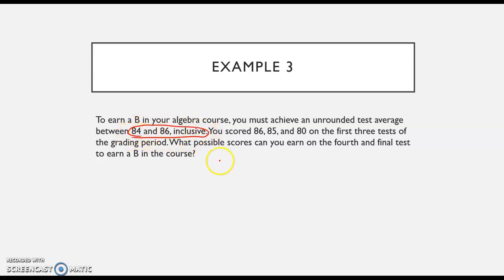If we were to write the simple compound inequality, that would be 84 is less than or equal to, because we're between and we have the and, I'm going to put T for test score, less than or equal to 86. And the inclusive just means the equal to. So we're between those two numbers. You scored an 86, 85, and 80 on the first three tests. What are the possible scores you can earn for the fourth and final test in order to earn a B for the course?